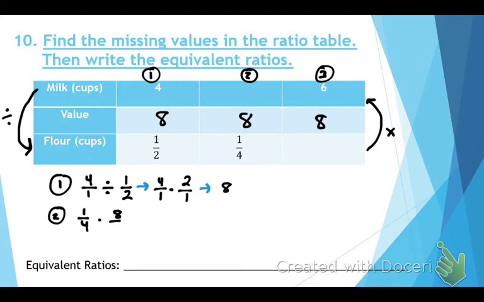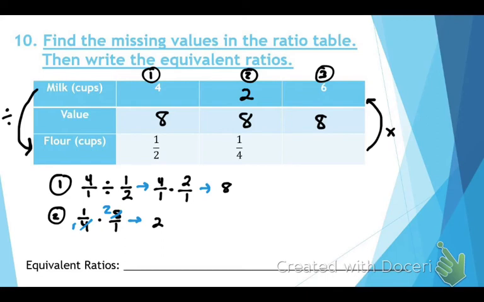1/4 times 8. Can I cross reduce anything? Yeah, your 4 and 8 become 1 and 2. 1 and 2, so my answer is 2. I'll put that up at the top. 2 cups of milk for 1/4 cups of flour.